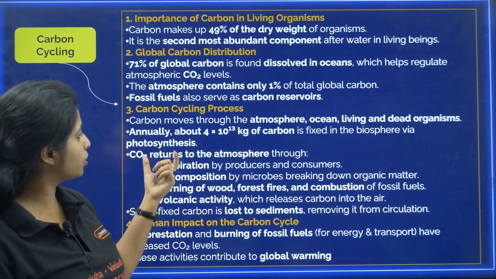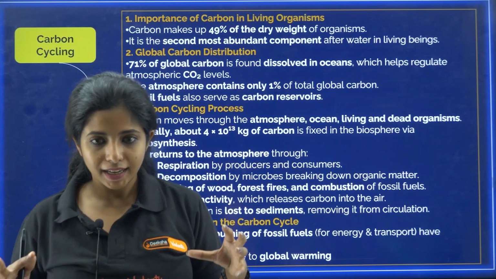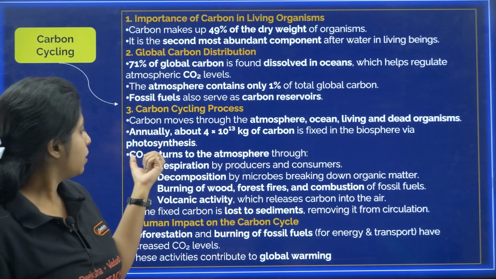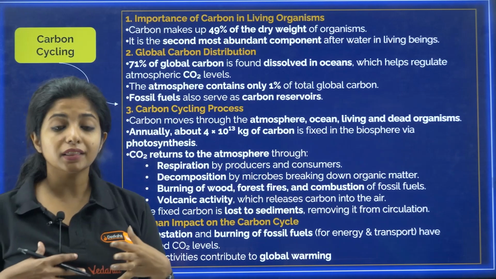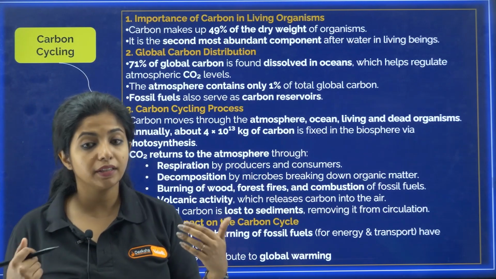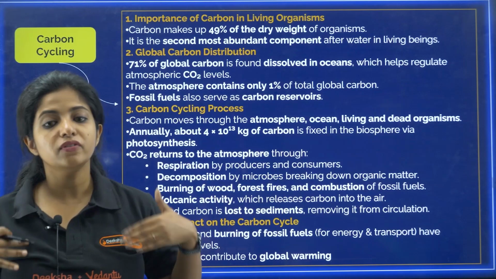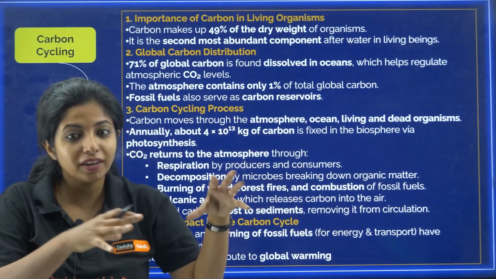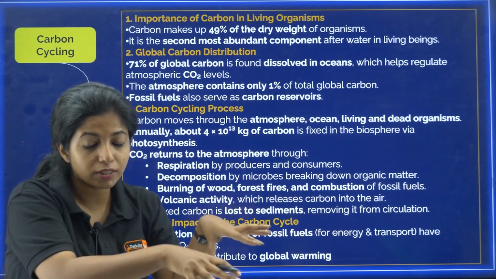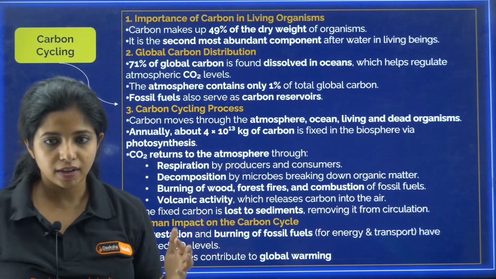Now, CO2 is returned to the atmosphere through what? It is fixed by the plants, right? Now, how does it return? Respiration by producers and consumers. While the plants respire, they give out CO2, my dear children. And also us, when we respire, we give out CO2. For example, we consume the plant, whatever energy and carbon fixed was there in the plant, it is there in us now, and we are giving this carbon back to nature.